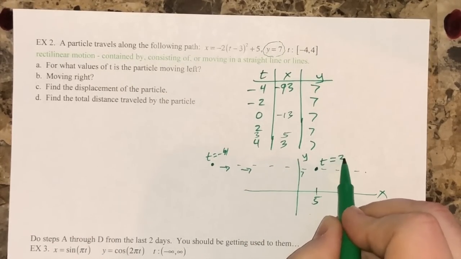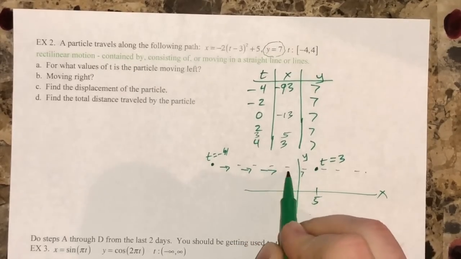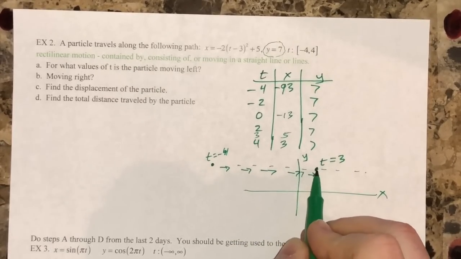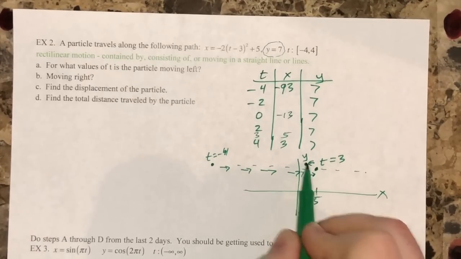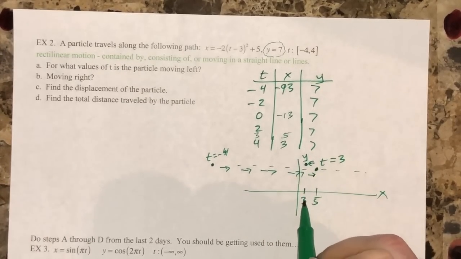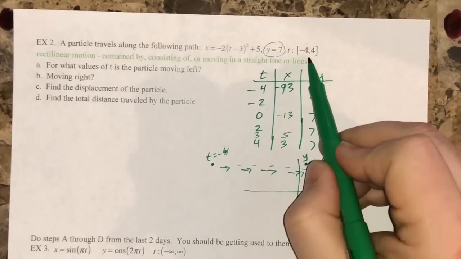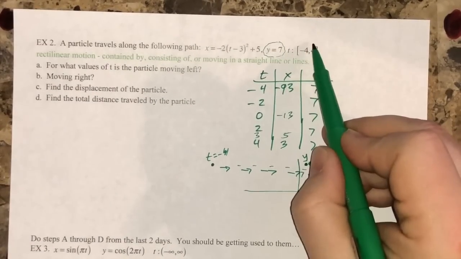This is when t is 3. So I'm going to travel here, and then we're going to get here, and then the y values start decreasing again, but they only decrease to 3. Well, they keep going, but technically we're only going to stay in these bounds for t.